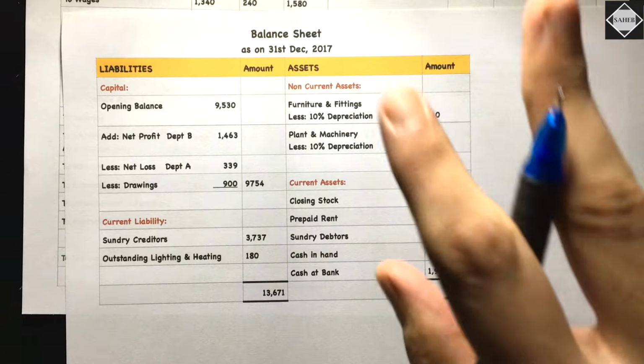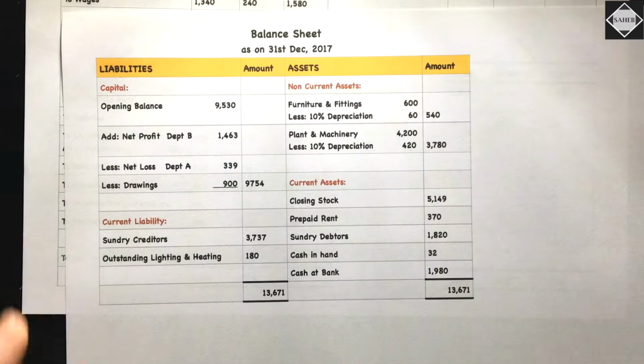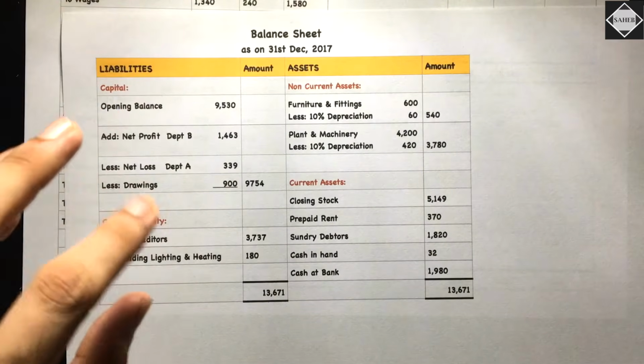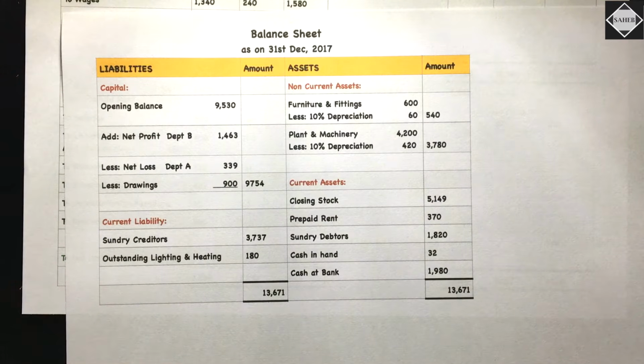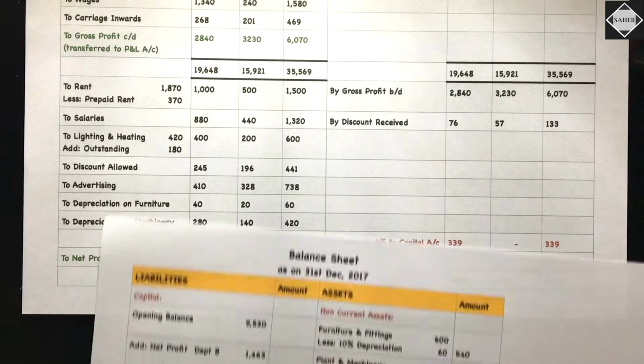Liabilities, assets. First, you will take non-current asset, then current asset. Here you will take capital first, then non-current liability, then current liability. These are the major categories. Fine. So in non-current asset, what do we have in this question?